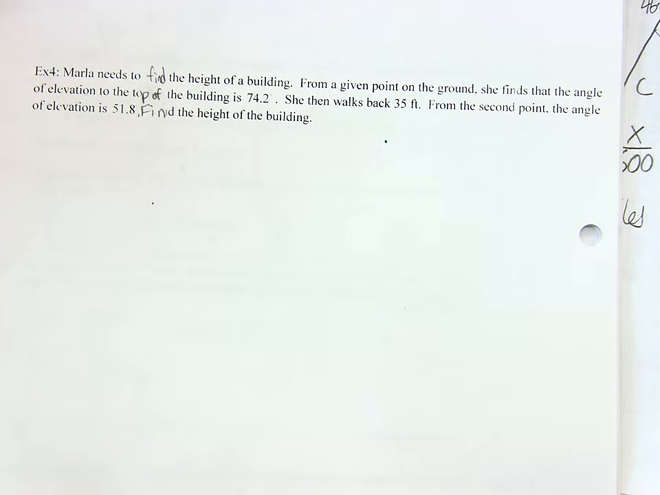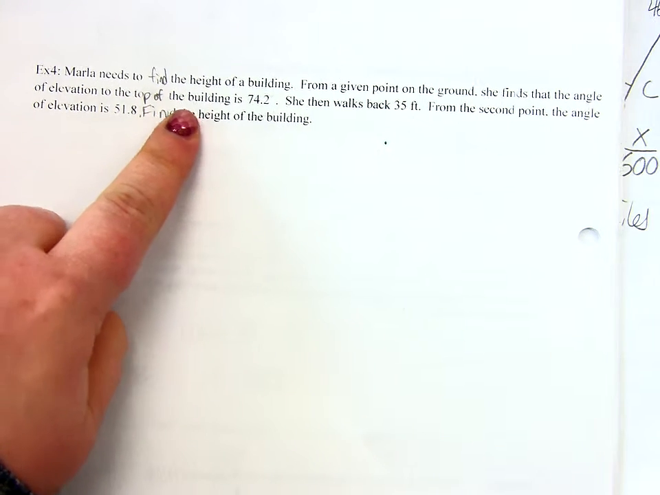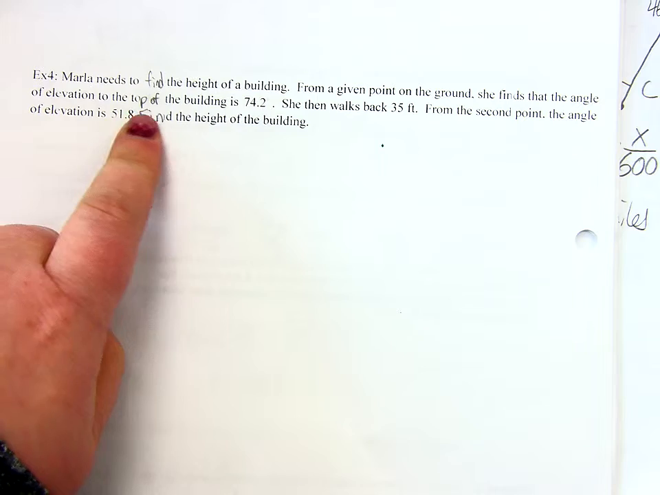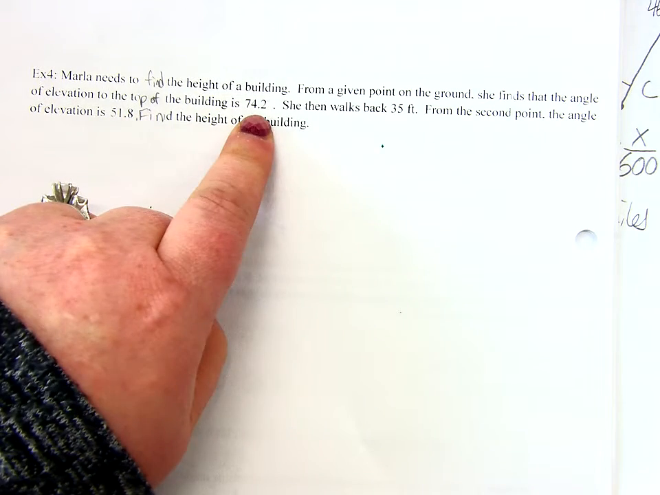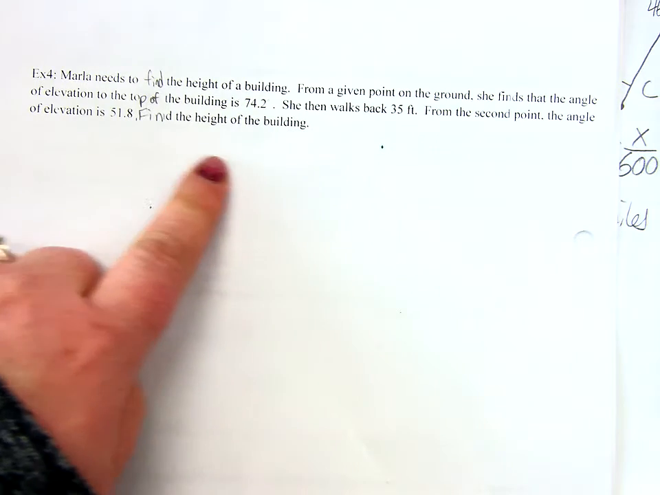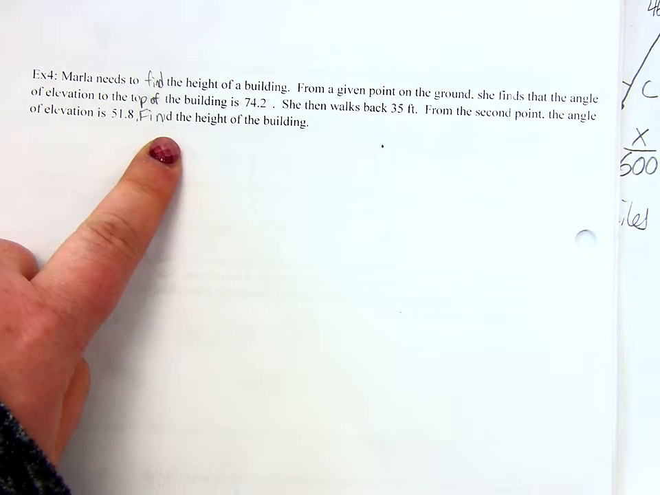Here is an angle of elevation problem, but this one's a little bit more involved than the ones we've done so far. So I'm just going to read it for you. Marla needs to find the height of a building. From a given point on the ground, she finds that the angle of elevation to the top of the building is 74.2 degrees. She then walks back 35 feet. From the second point, the angle of elevation is 51.8 degrees. Find the height of the building.